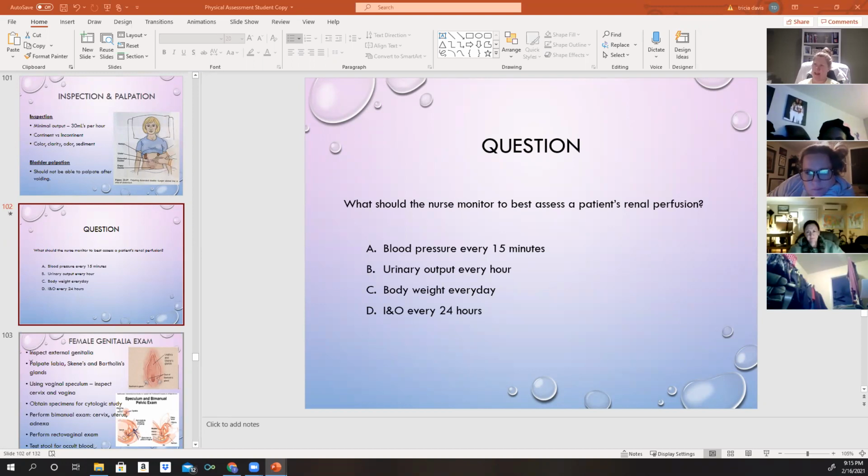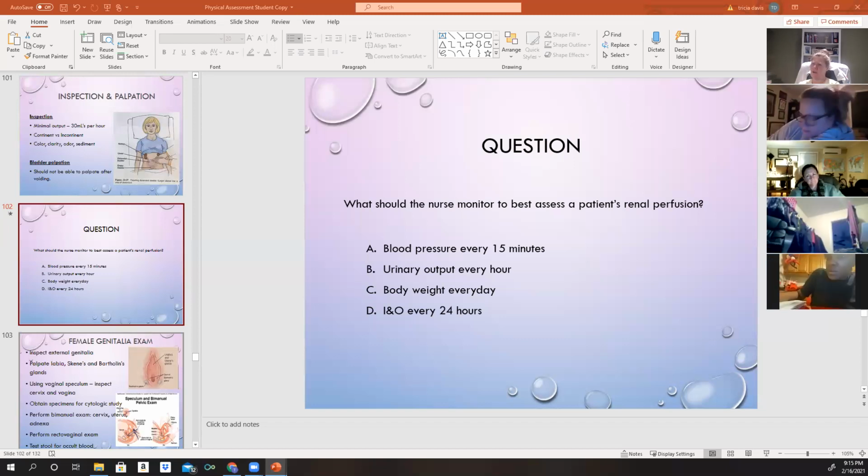Yes, so that's true. Would we want to monitor their body weight every day? No. And then if we do I&Os every 24 hours, is that going to tell us? It could tell you, but it won't tell you enough. Exactly. That's how I want you to think. That's how I want you guys to answer these questions. Yeah, I's and O's would be good, but we want to know right now. So we want to do that urinary output every hour, because if we're measuring that and it's a good amount, then we know that they're working.